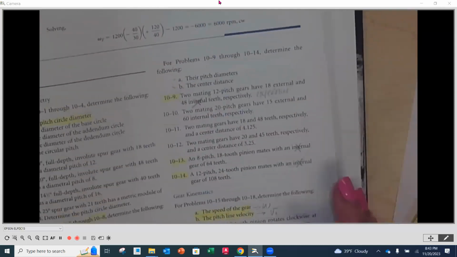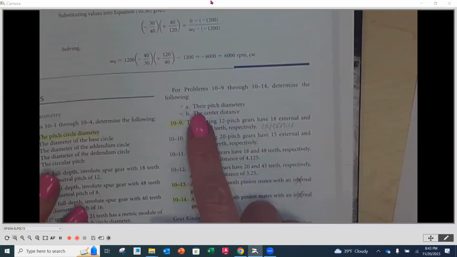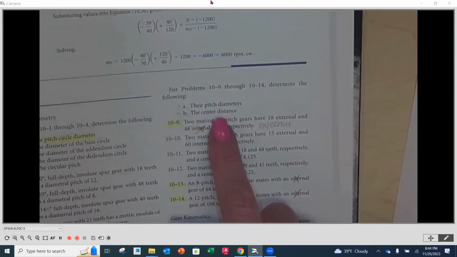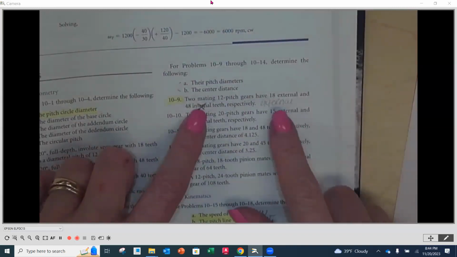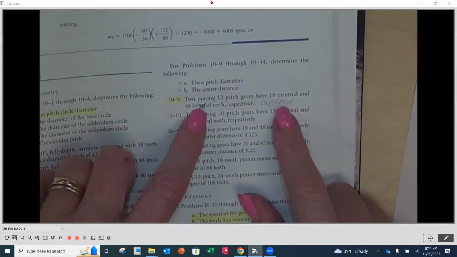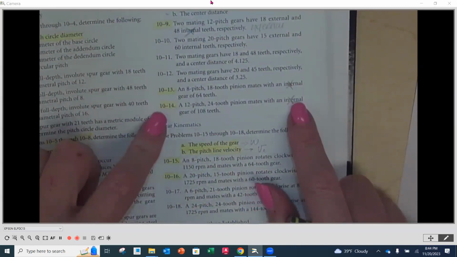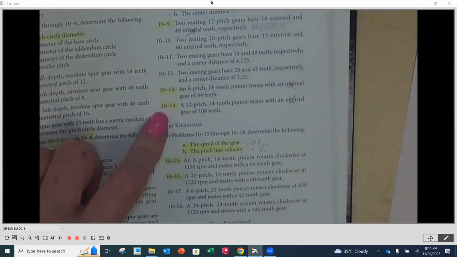Then we're going to go up to number 9. This one, we want to do both parts here. You want to find the pitch diameter and the center distance, but on number 9, it references internal teeth. Use the externals like we did, okay? Like the standard types of teeth. Don't use the internals here. So external teeth only. And then for number 13 and 14, same thing. Don't do the internals, do external teeth and do the pitch diameters and the center distance.